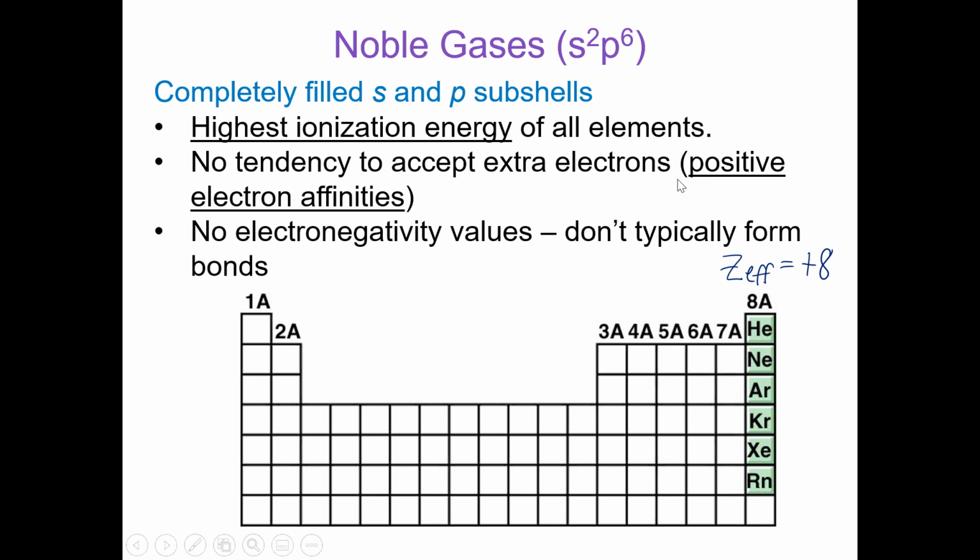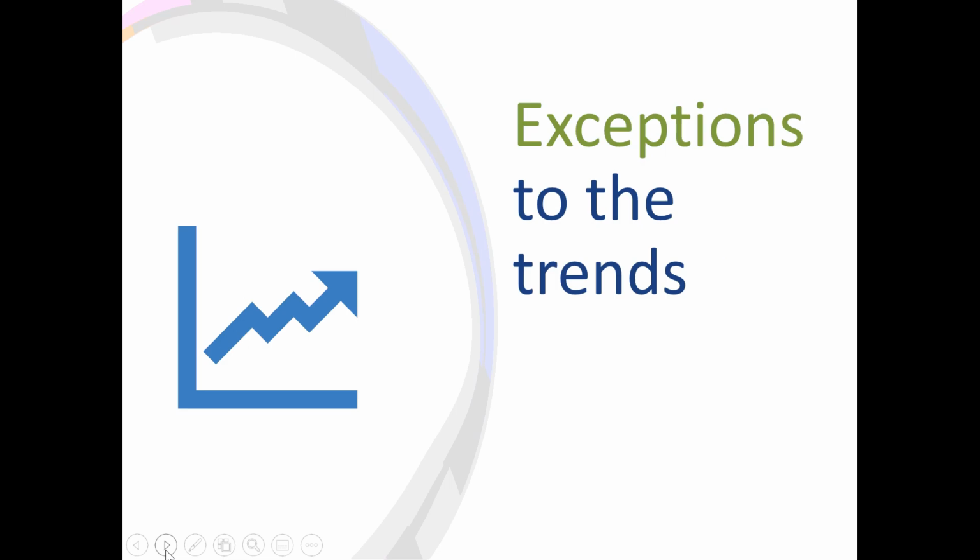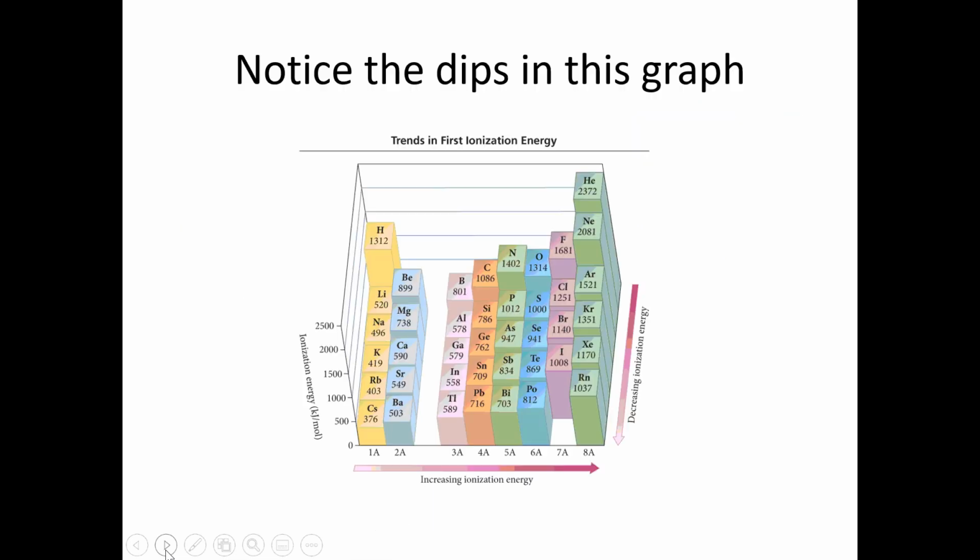They don't tend to accept extra electrons because their shells are already full. So notice they have something called positive electron affinity. If you look back to your notes on what an electron affinity is, it basically means that they don't really want to accept electrons because their shell's full already. No thanks.